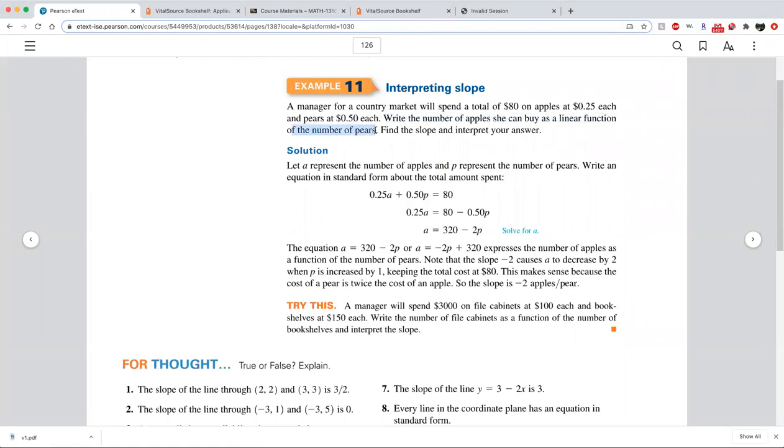So from here we can figure out what is x and what is y. Number of apples, that's going to be y, the unknown variable. And linear function of number of pears, the number of pears is going to be x. Okay, so find the slope and then interpret your answer.